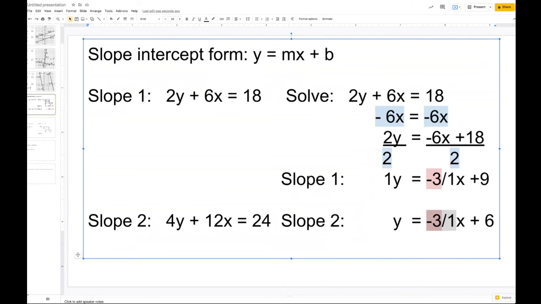Are they parallel? Oops. Hold on. Mistake. Are they parallel, perpendicular, or neither?